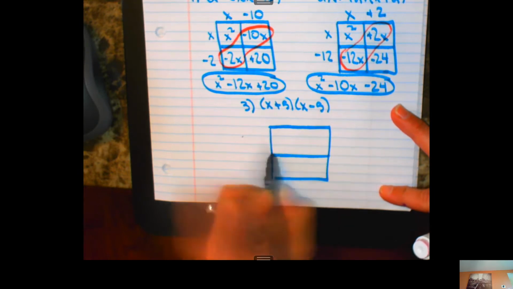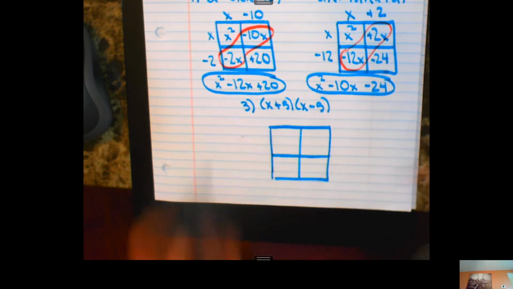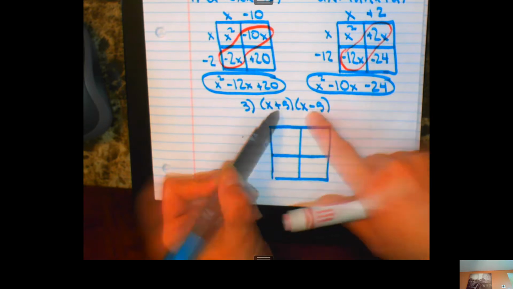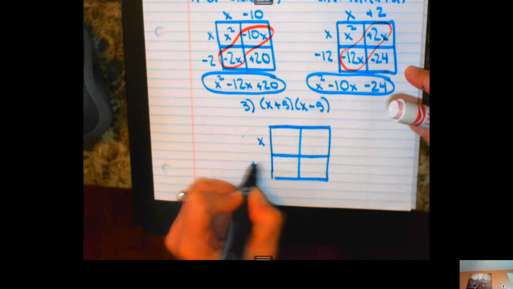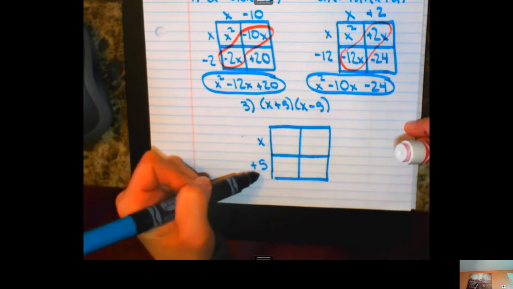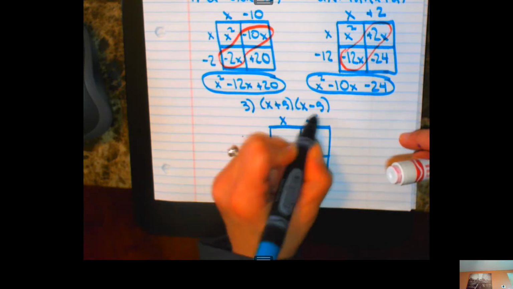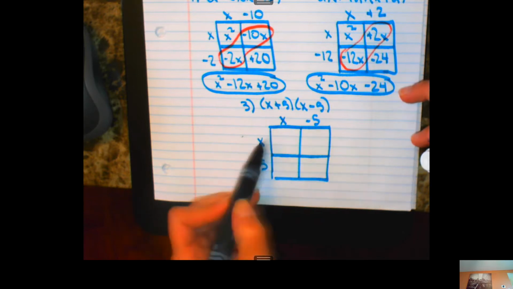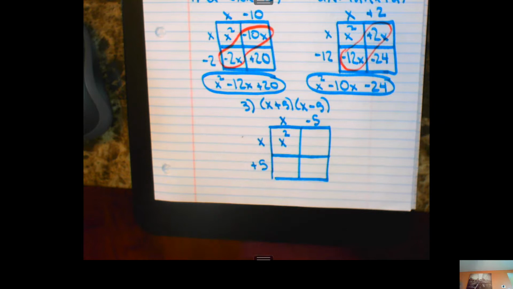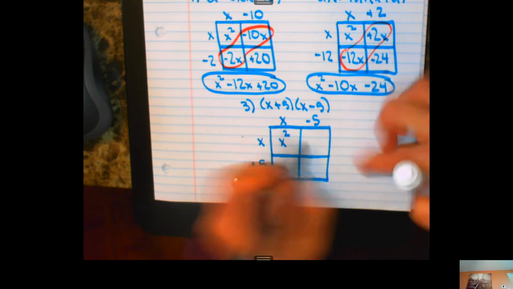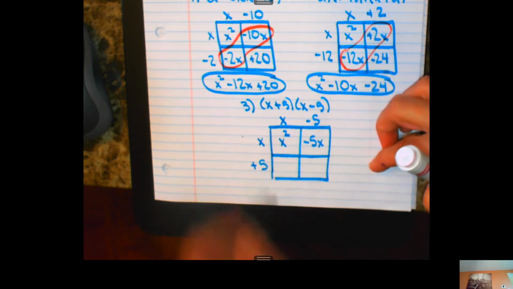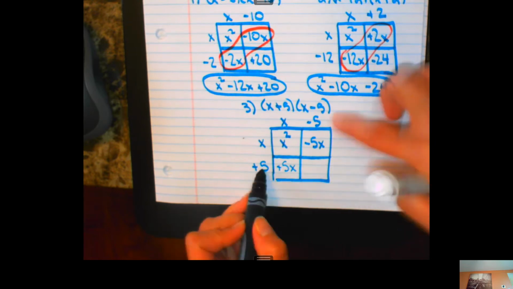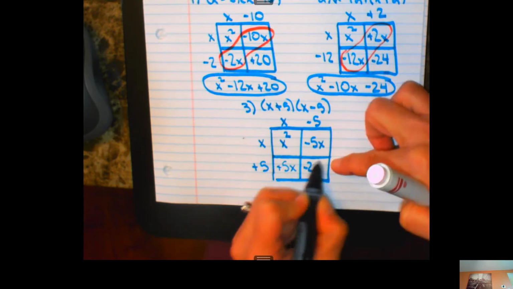So we got our 2 by 2 box. Notice that these both have x's and these both have 5's, but different signs in the middle. Something neat happens with these if you don't know. So I'm putting x + 5 on the left and then x - 5 on the top. When I multiply, this comes from multiplying these two. x times x is x squared. Remember, multiplying, not adding. x times negative 5 is negative 5x. Positive 5 times x is positive 5x. And 5 times negative 5 is negative 25.